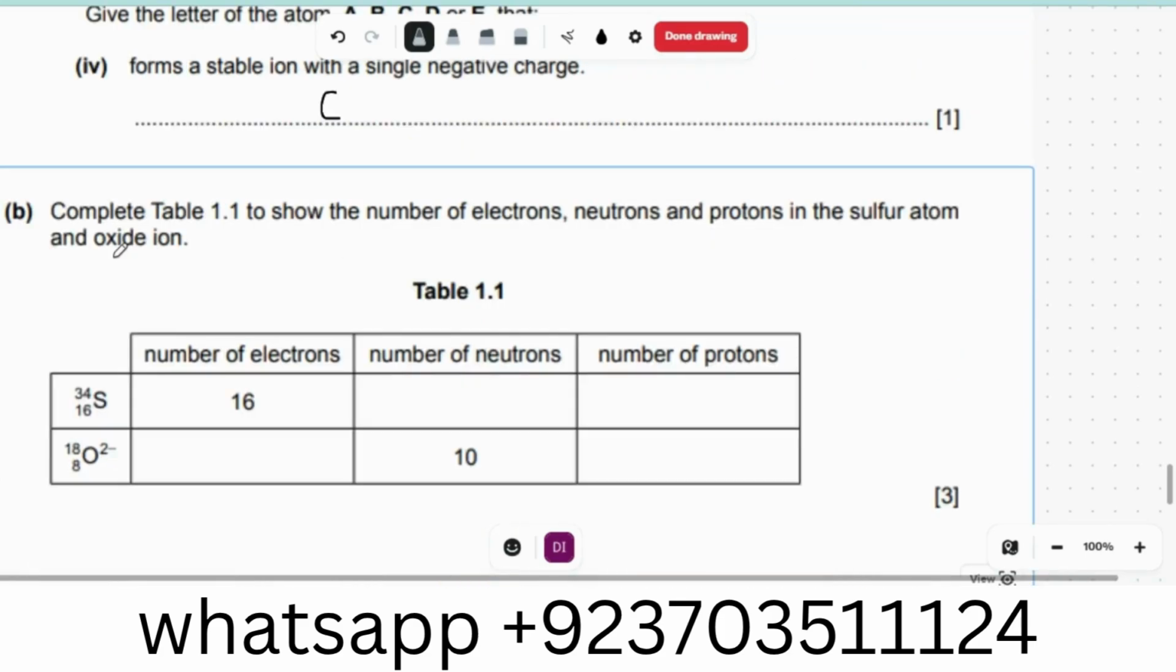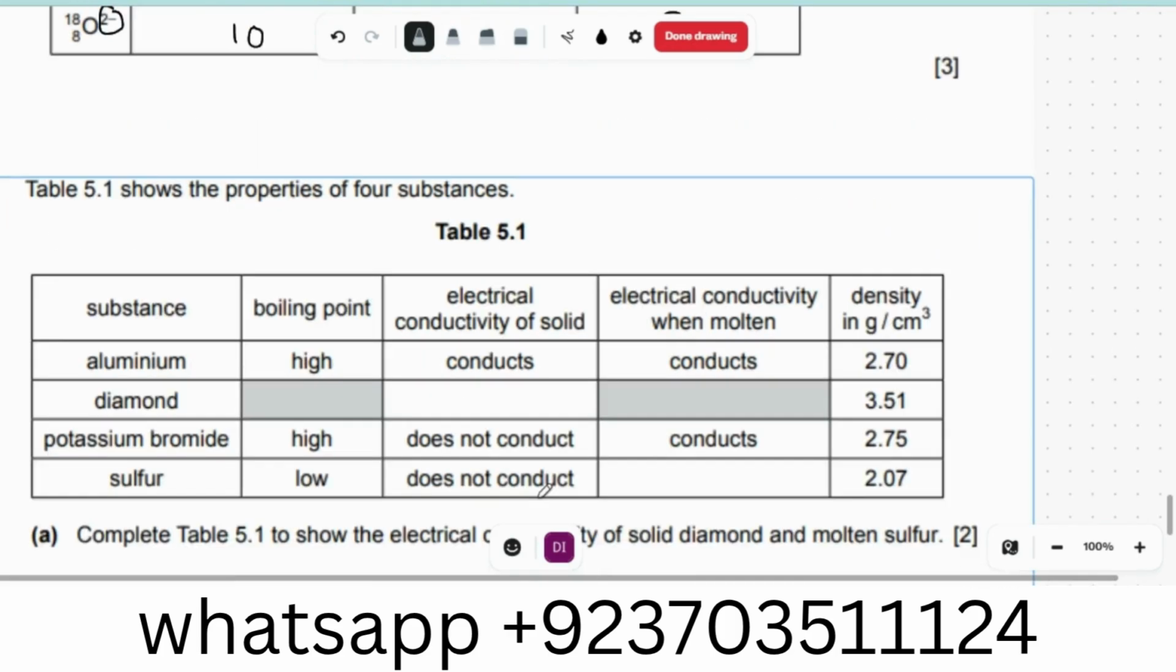Table 1.1 shows the number of electrons and neutrons in the sulfur atom and oxide ion. Number of neutrons: 34 minus 16, that is 18. Number of protons is simply 16. If there is no charge, the number of electrons and protons are equal. For the oxide ion, it has 8 electrons and it also gained 2, because minus 2 means it gains 2 electrons. So the number of electrons is 10, whereas the number of protons is 8.